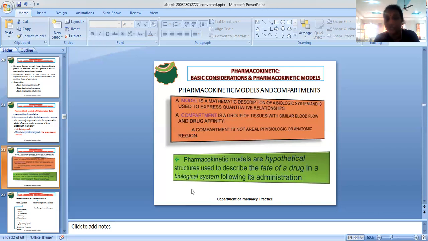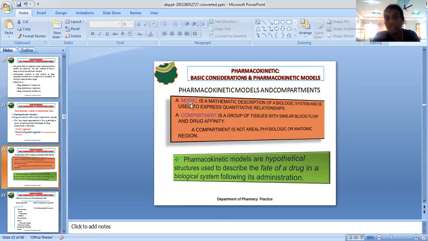For what purpose is this hypothesis made? In order to describe the fate of the drug in the biological system. Once the drug is administered by a particular route of administration, how will the drug behave, how will it undergo metabolism and disposition processes, the whole pharmacokinetic process in the biological system, how the drug behaves, the whole thing can be described using some hypothesis. Those hypothetical structures are said to be the pharmacokinetic model.